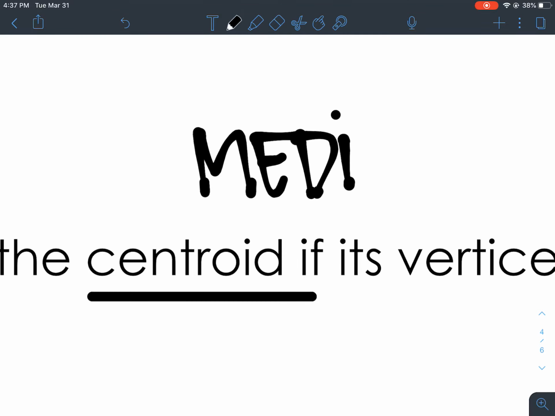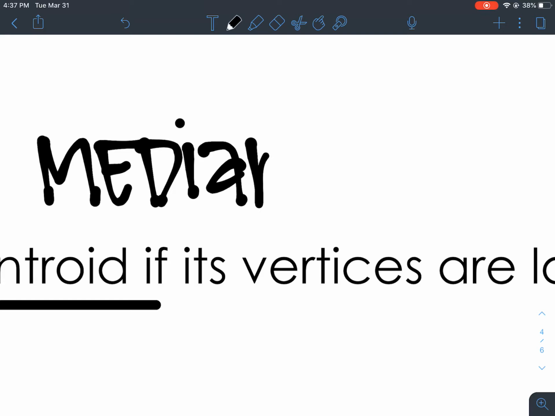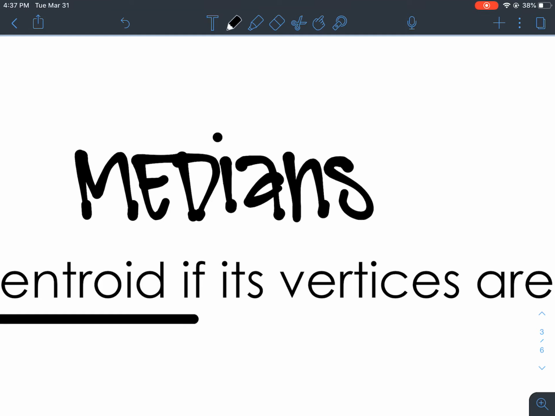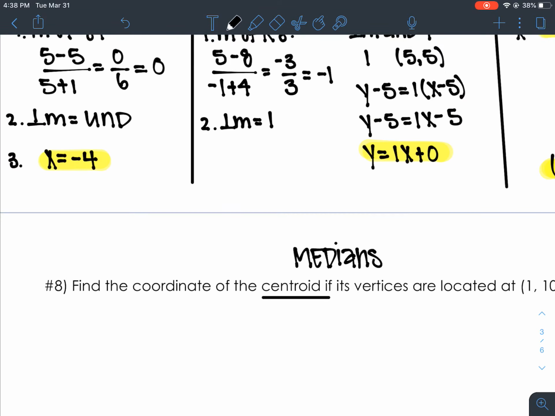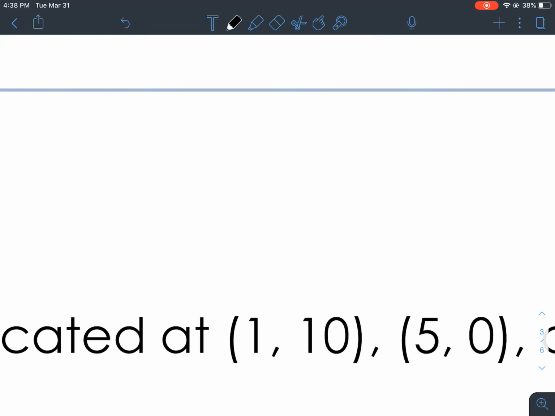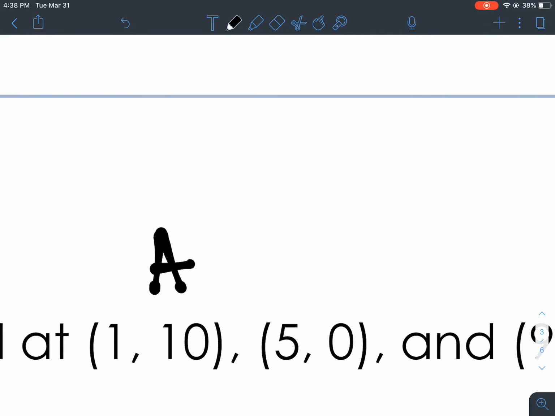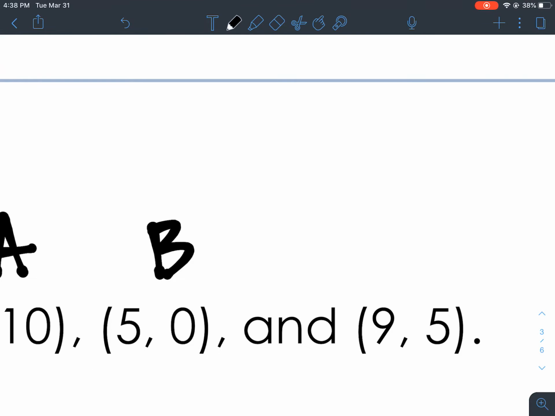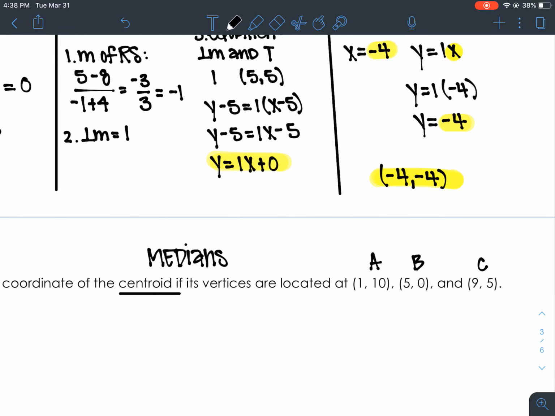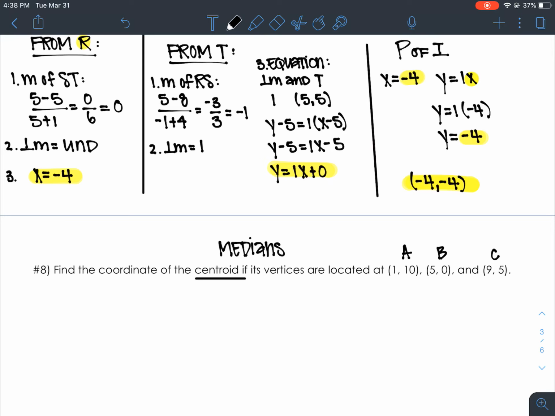And same idea, technically the way that we've talked about it has been the point of intersection of three medians, all right? But technically any two of the medians would also intersect at the same centroid, okay? So we're only going to find the equation of two medians. So for discussion purposes, I want us to go ahead and label these A, B, and C, just so that we can talk about the same points, okay?